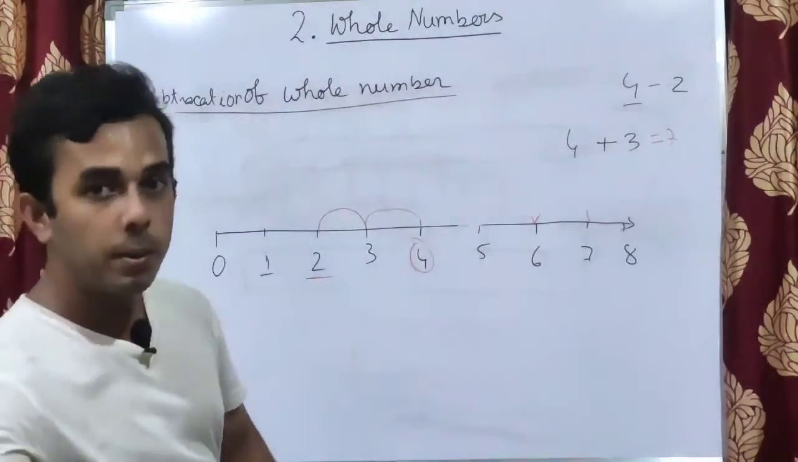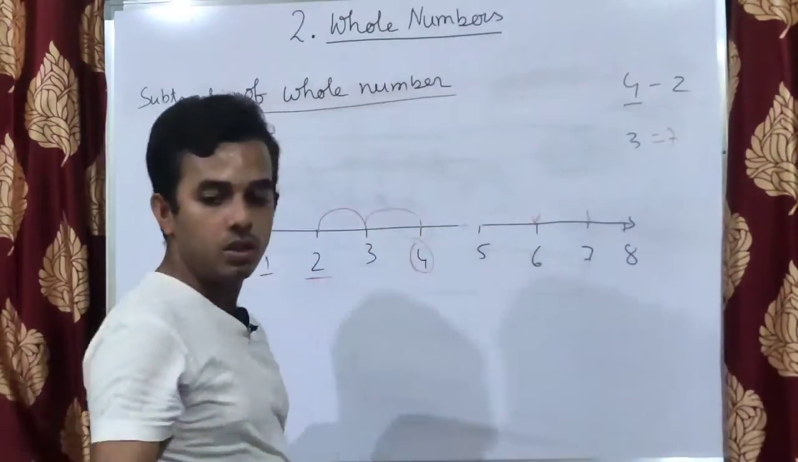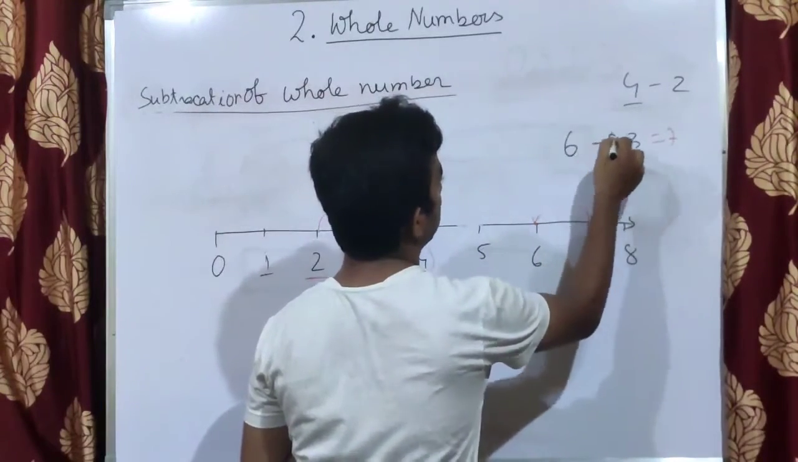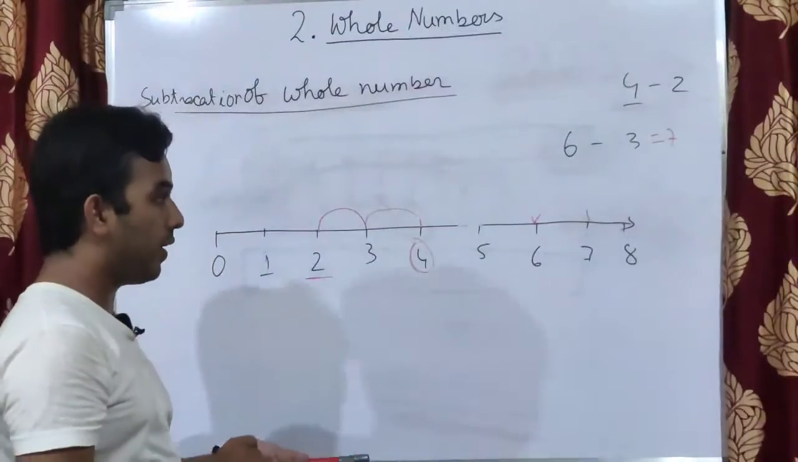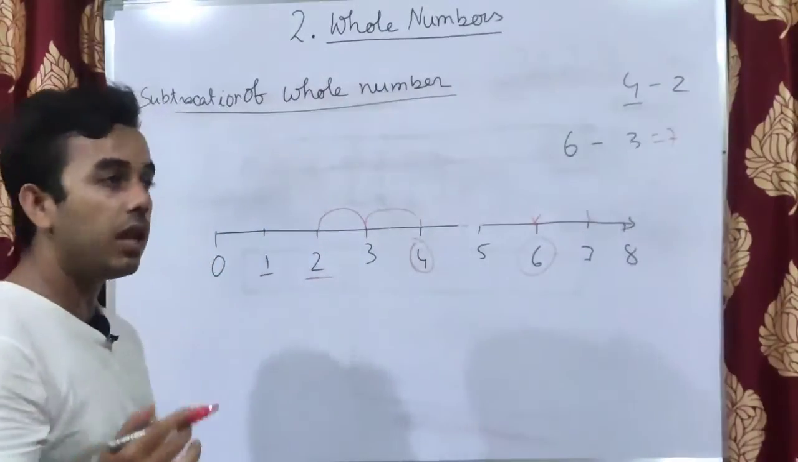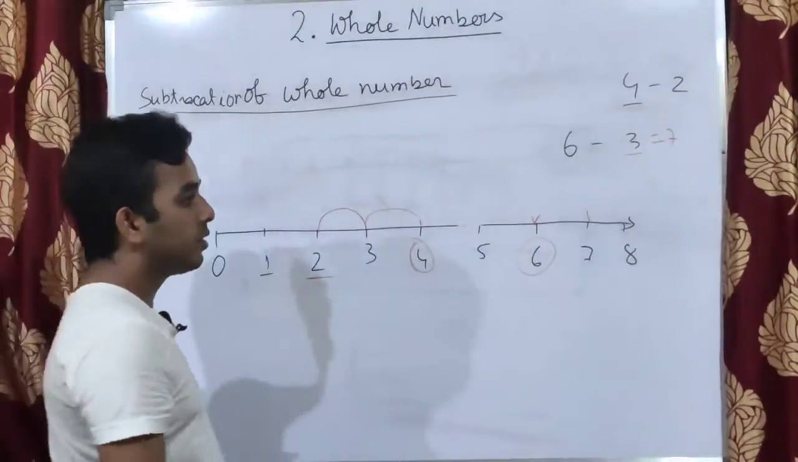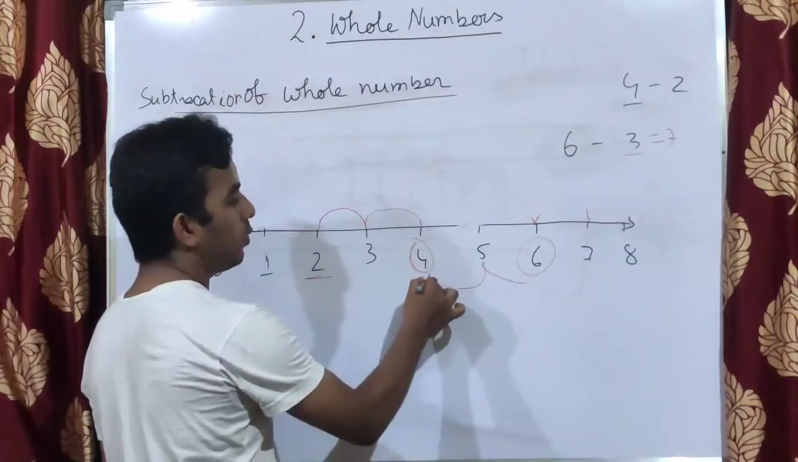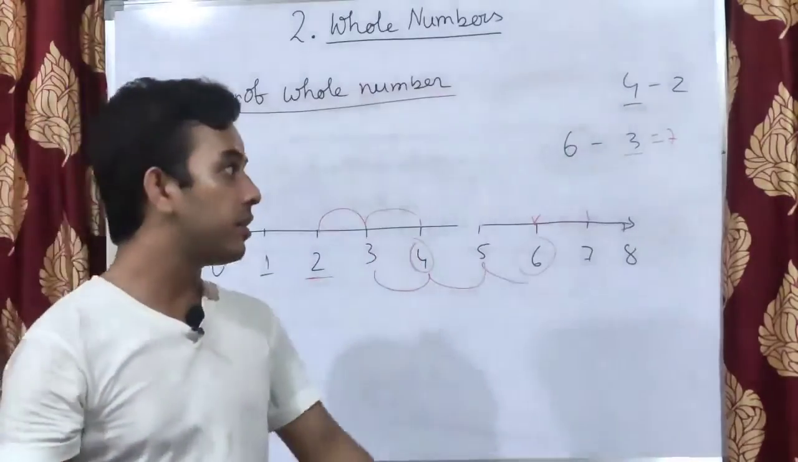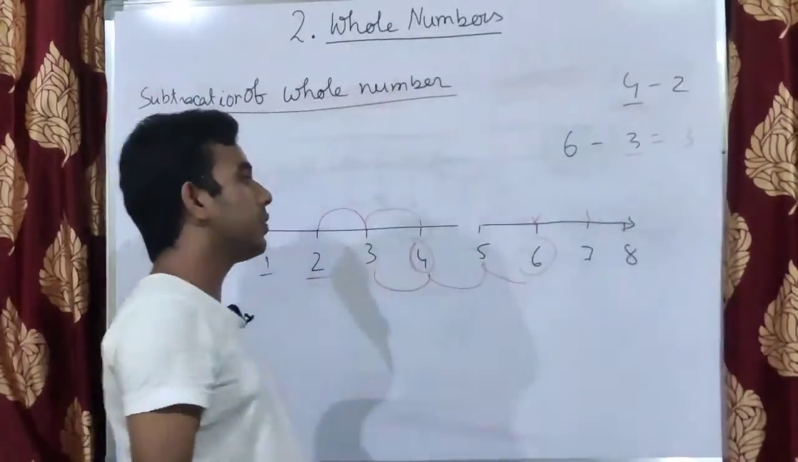Next, suppose another number, let us take 6 minus 3. So in this case what will we do? We will first find out where is our 6. So here is 6, right? Next how many jumps will we take towards left? We will take 3 jumps, right? So 1 jump, 2, 3. So which one is the last? It is 3, and we know that 6 minus 3 is how much? 6 minus 3 is 3, right?